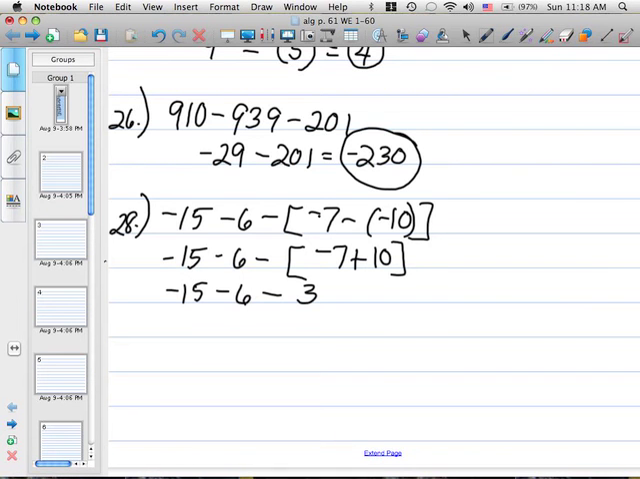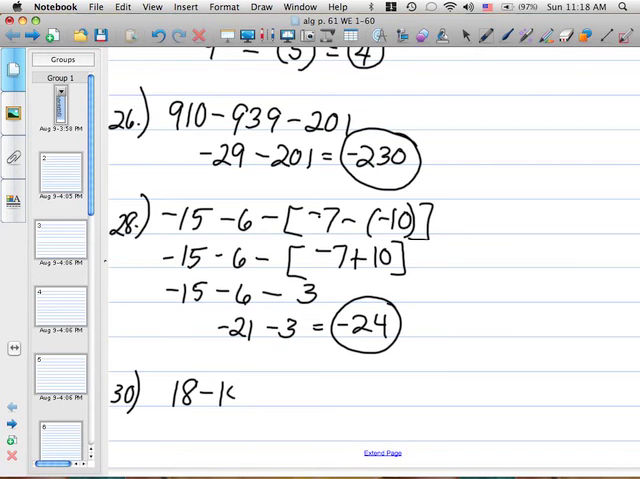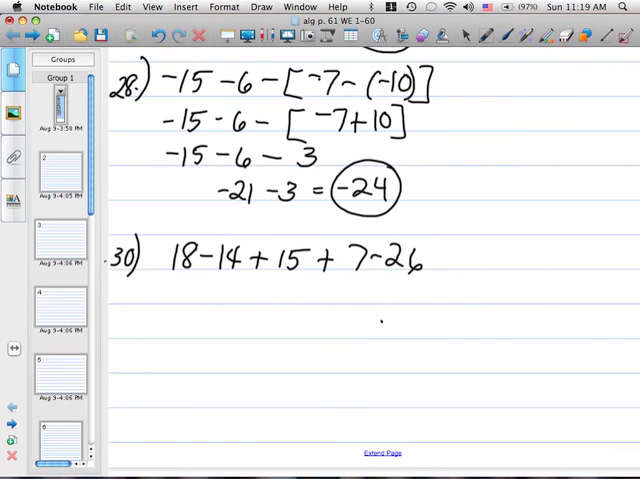Number 28. Negative 15 minus 6 minus the quantity negative 7 minus a negative 10. I'm going to work out what's in the brackets. That's a negative 7 plus 10 that I do have to change to addition. So I have negative 15 minus 6 minus the quantity, and negative 7 plus 10 is 3. Moving from left to right, a negative 15 and a negative 6 is negative 21. And minus 3, or plus a negative 3, equals negative 24.